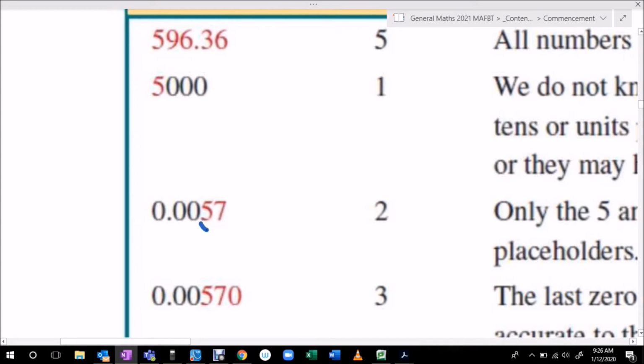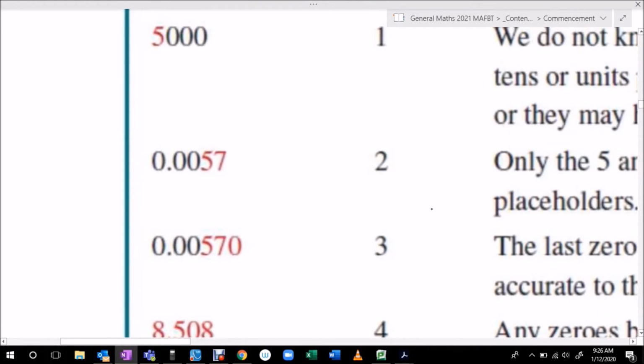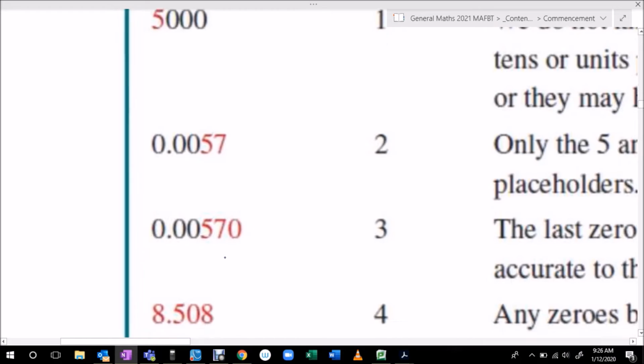0.0057, there's only 2. Okay, so that 57 there is significant, although you don't read it as 57. 0.0057, obviously significant. And 0.00570 with a zero at the end: any zero after the decimal will be significant.